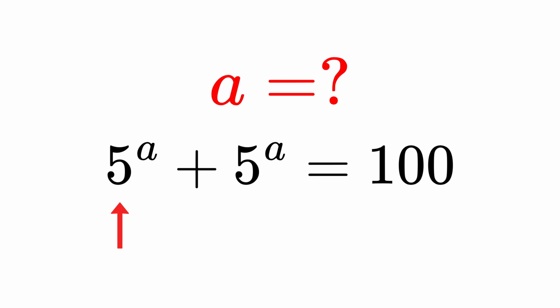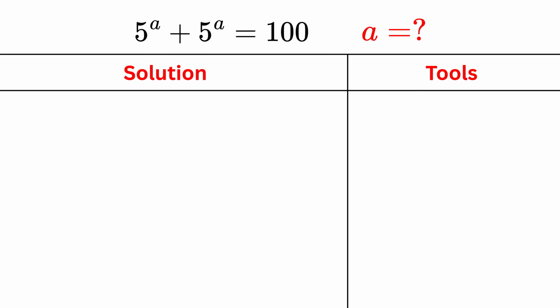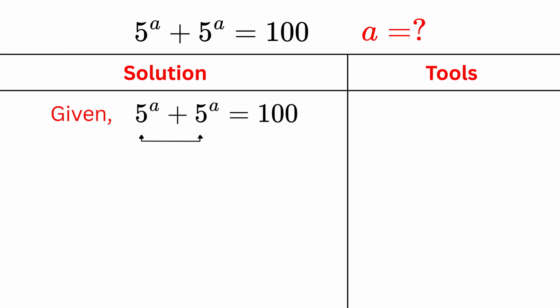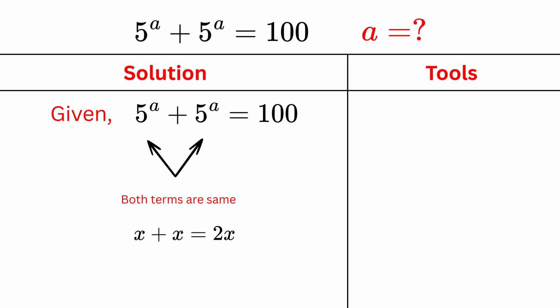Find the value of a if 5 raised to the power a plus 5 raised to the power a equals 100. Let's carefully solve this. On the left side, we have 5 to the power a plus 5 to the power a. Since both terms are the same, it's just like saying x plus x equals 2x.